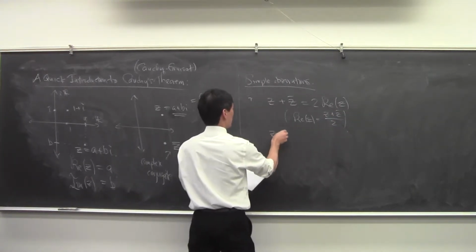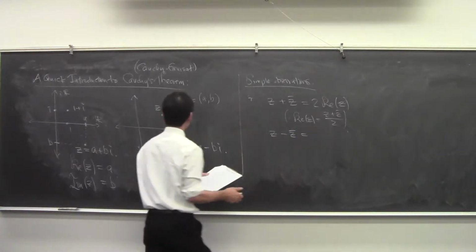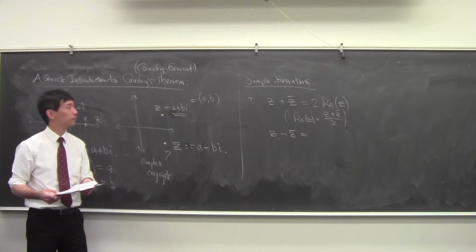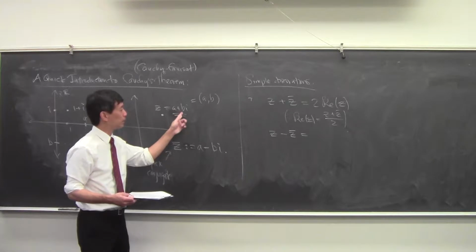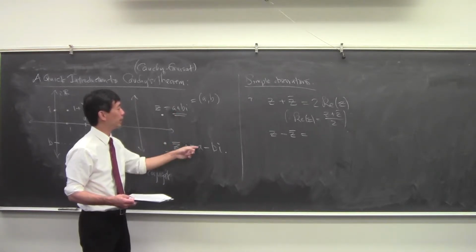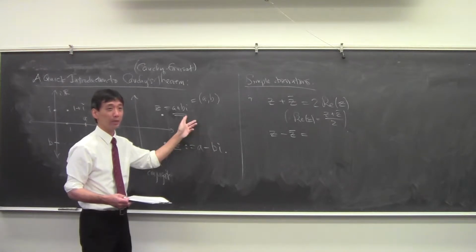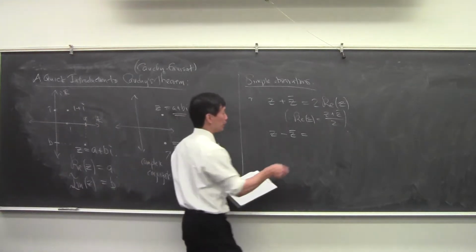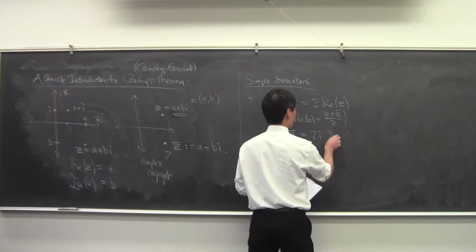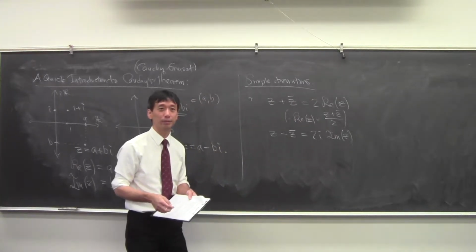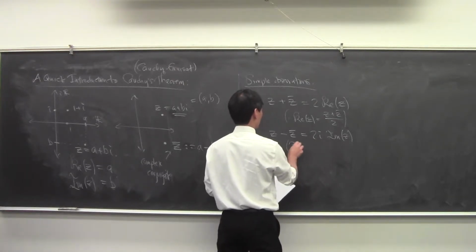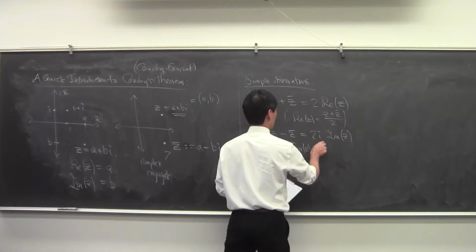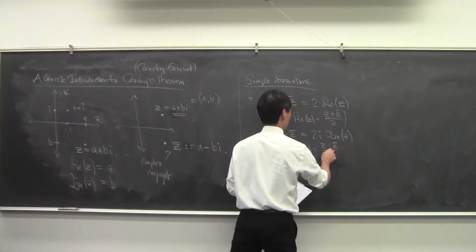If I take z minus the complex conjugate, what do I get? The real parts will cancel off. You get bi minus bi, so you get 2bi, so you get 2i times the imaginary part of z. Or in other words, the imaginary part of z is the same thing as z minus z bar divided by 2i.